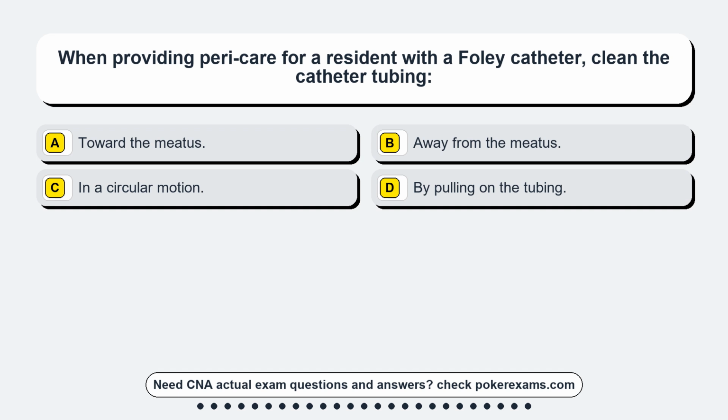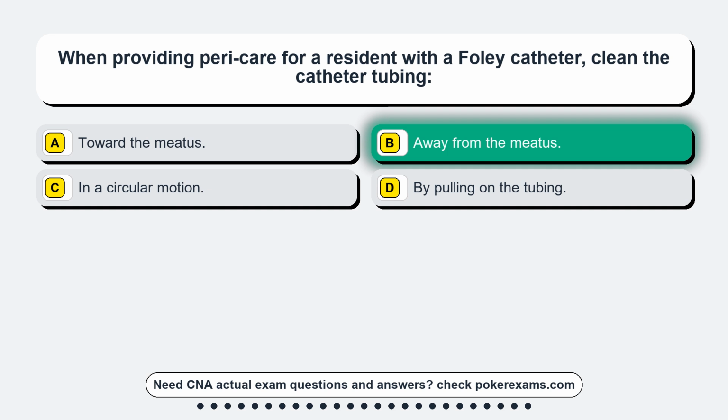Question 6. When providing peri-care for a resident with a Foley catheter, clean the catheter tubing. Option A, toward the meatus. Option B, away from the meatus. Option C, in a circular motion. Option D, by pulling on the tubing. The correct answer is Option B, away from the meatus.